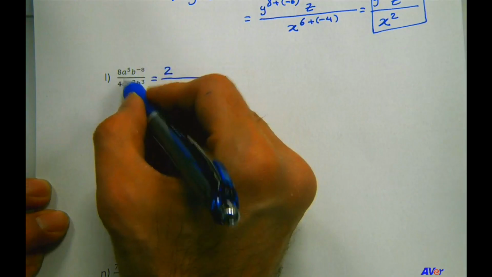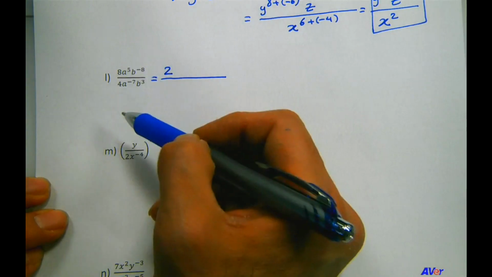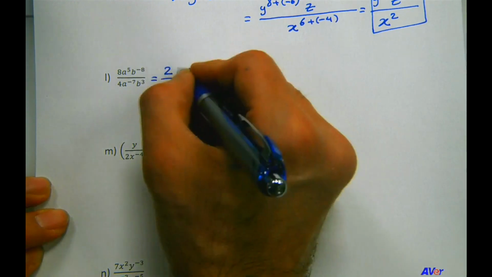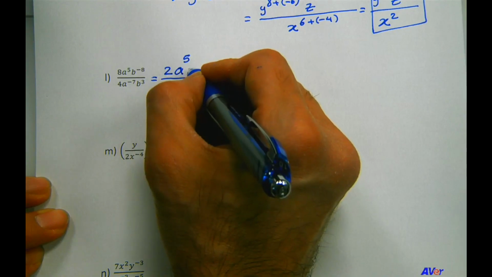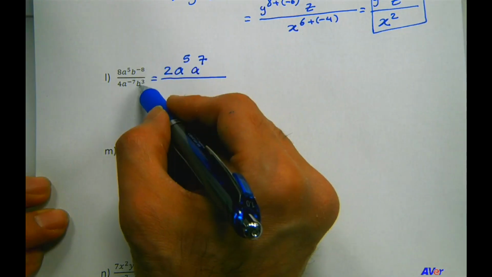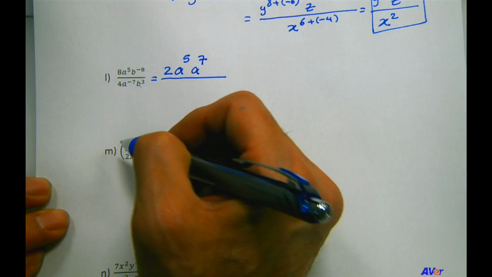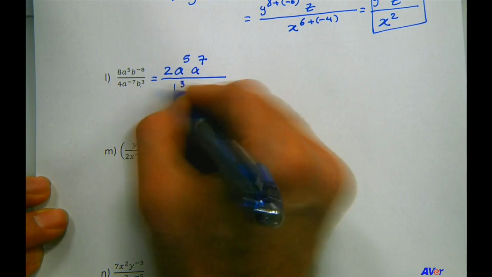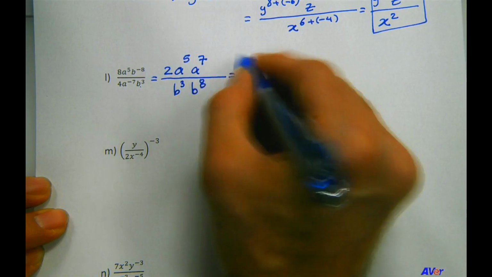With respect to a terms, would you move a to the 5th down or a to the negative 7 up? If you said you would move a to the negative 7 up, you're absolutely correct, because ultimately that will help you to achieve a positive power. So like that. How about b terms? Would you move b cubed up or b to the negative 8 down? If you said move b to the negative 8 power down, you're absolutely correct. So b cubed stays where it was, times b to positive 8. Okay, so 2 is 2.